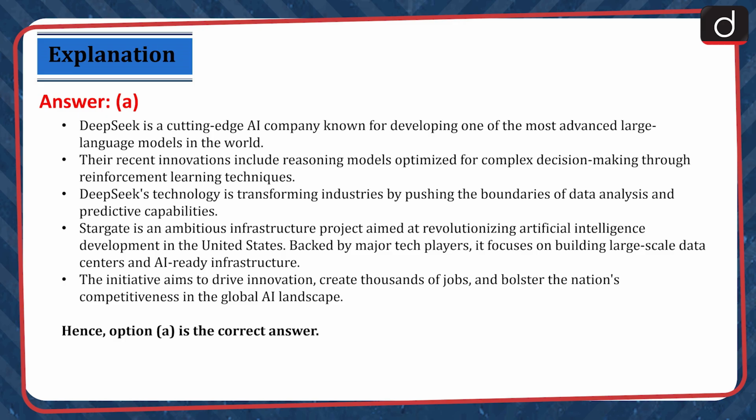Stargate is an ambitious infrastructure project aimed at revolutionizing artificial intelligence development in the United States. Backed by major tech players, it focuses on building large-scale data centers and AI-ready infrastructure. The initiative aims to drive innovation, create thousands of jobs, and bolster the nation's competitiveness in the global AI landscape. Hence, option A is the correct answer.